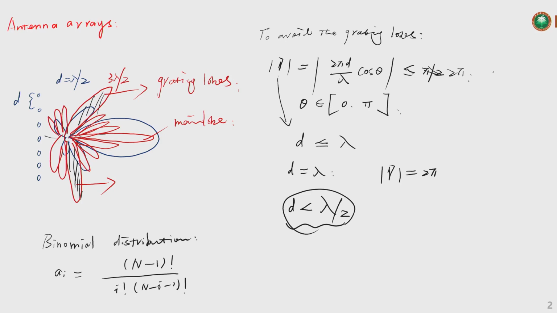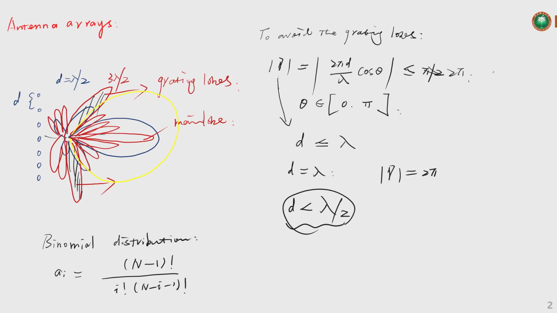After that, we can reduce the side lobes, but the beam width becomes wider, right? So it looks like this one. So this is for the antenna arrays.